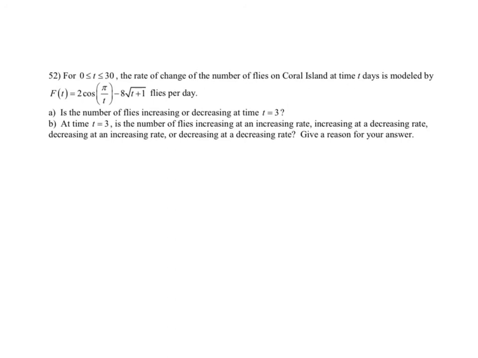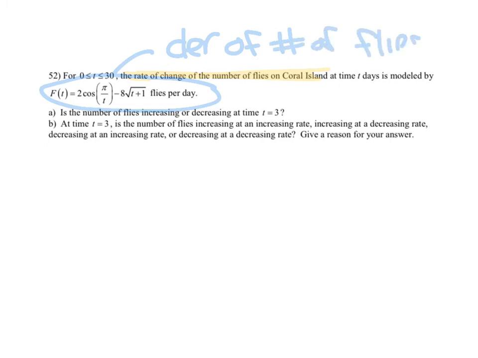All right, so this one is slightly different. So again, let's get the key terms down. From 0 to 30, the rate of change of the number of flies on Coral Island is modeled by this. Notice they're telling you it is the rate of change of what? The number of flies. So I want to be very clear, and this is what I do on my exam, I'll say to myself, this is the derivative of the number of flies. Sounds like a great place to visit. This is the derivative of the number of flies on the island. Okay, so just keep that in mind. Even though it doesn't say F prime, it already is the derivative.